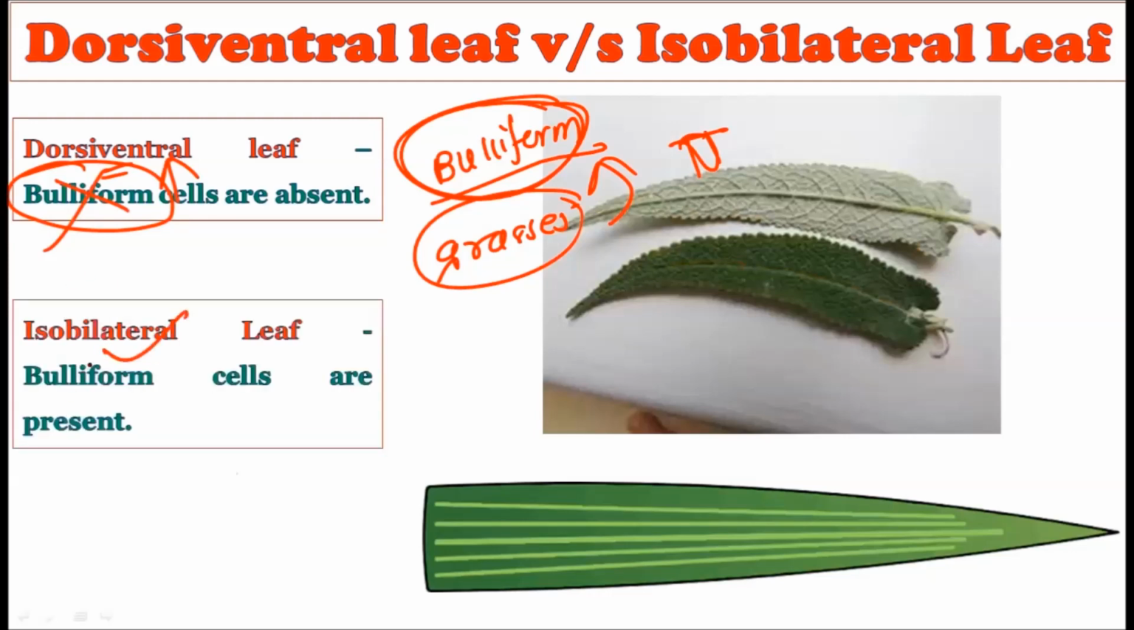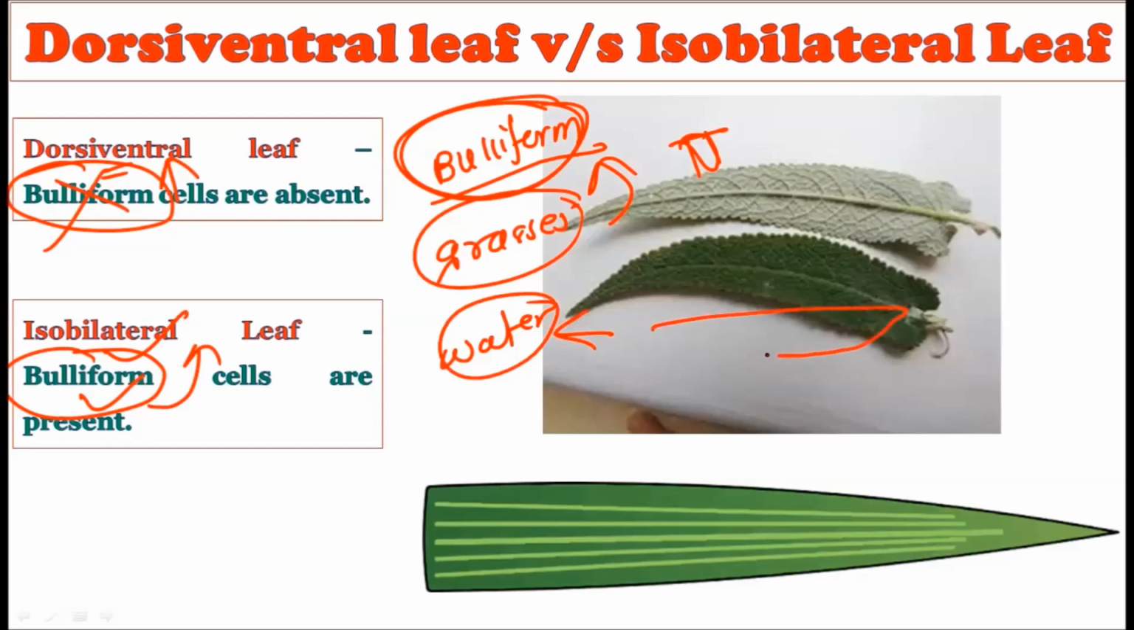But on the other hand, the isobilateral leaf, which typically belongs to the monocot leaf, shows the presence of bulliform cells. These bulliform cells act according to the availability of water. Whenever there is a large quantity of water, they tend to spread their leaf surfaces in order to photosynthesize, and if there is water scarcity, they start to curl in order to avoid transpiration. So this is the fifth difference between the dorsoventral leaf and the isobilateral leaf.